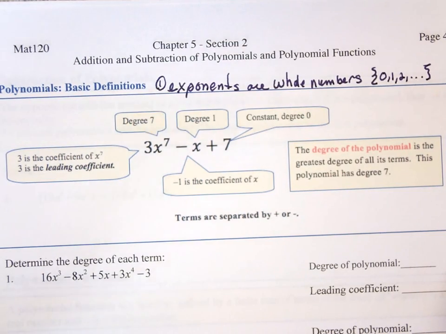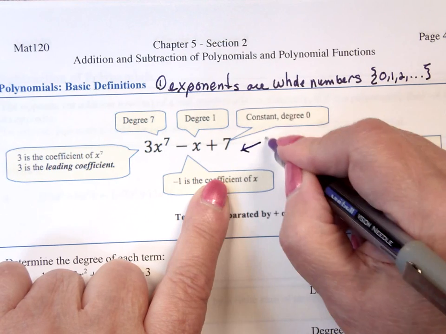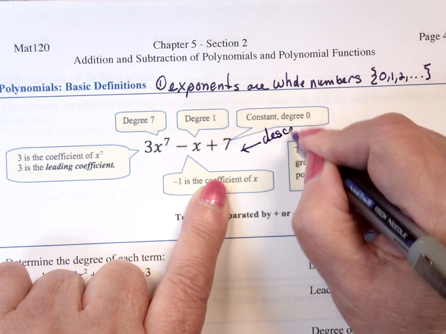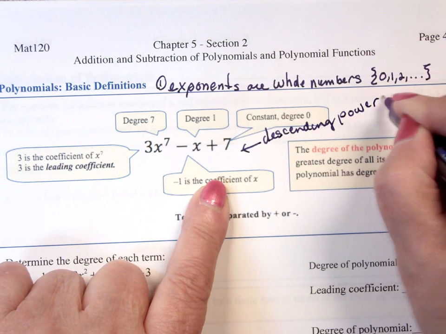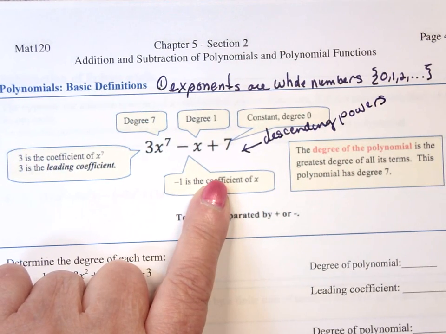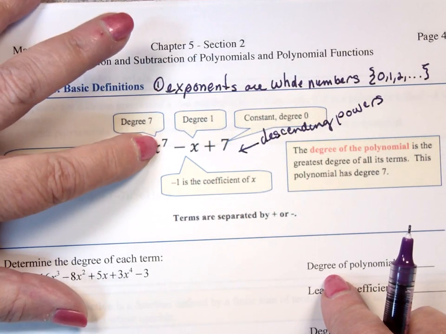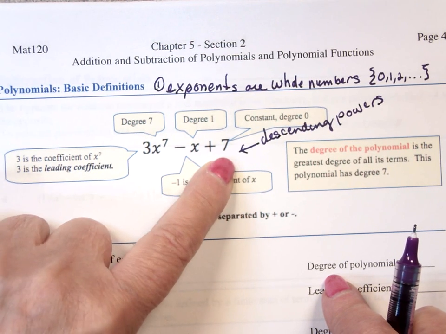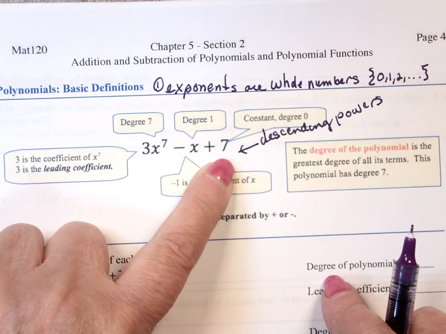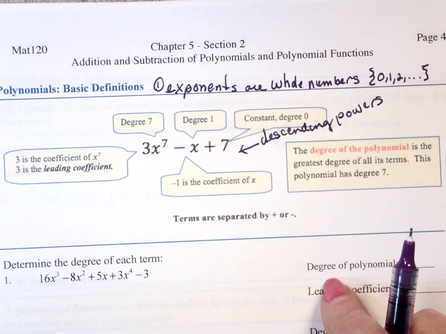By the way, this polynomial is in what we call descending powers of the variable. What you notice is the highest power comes first, then the next highest power, and this last one has no power at all. So it's highest power to lowest power. That's what they mean by descending powers. Okay.